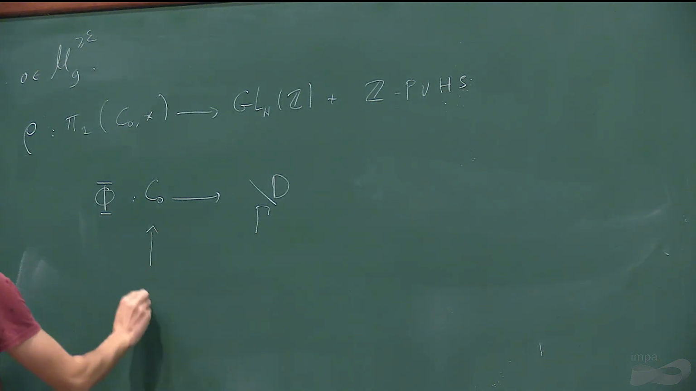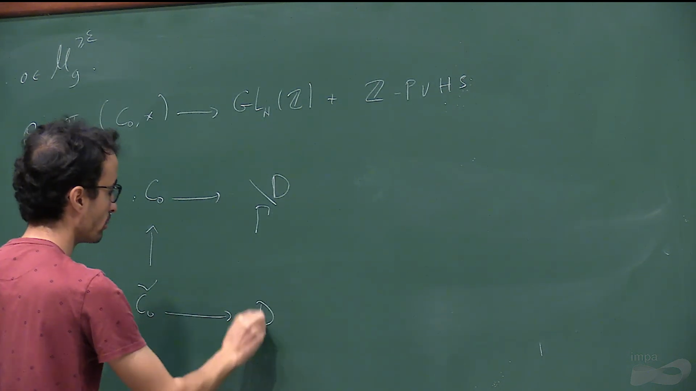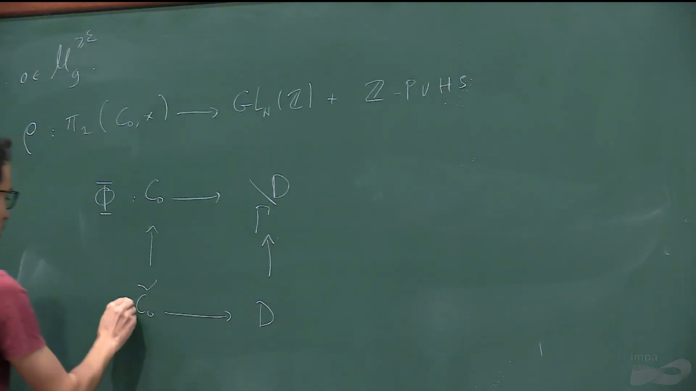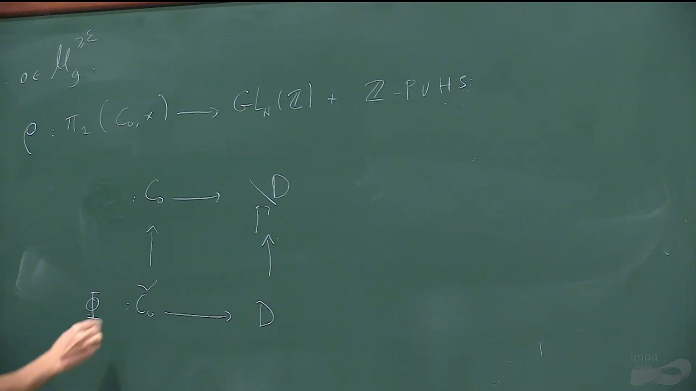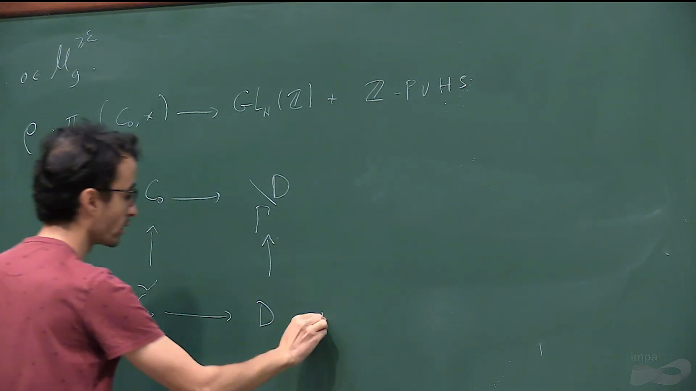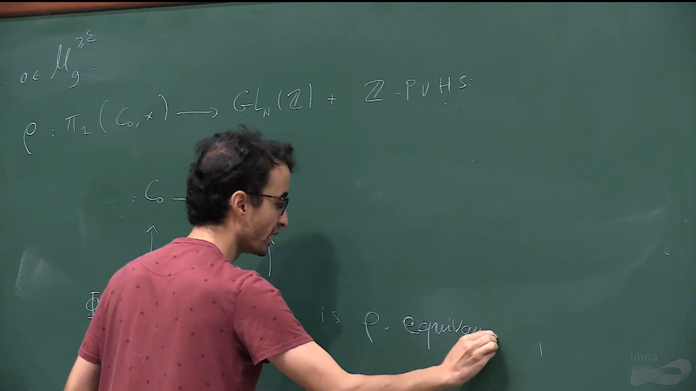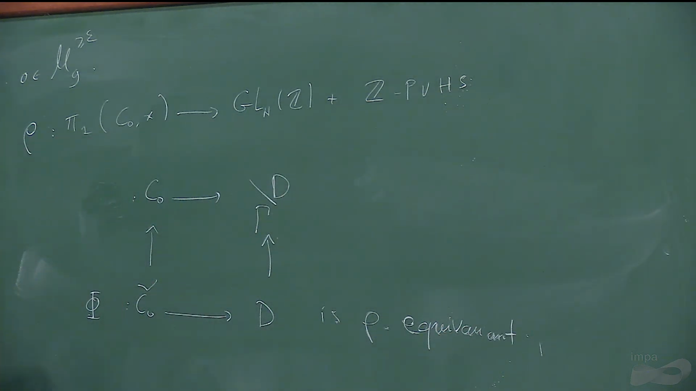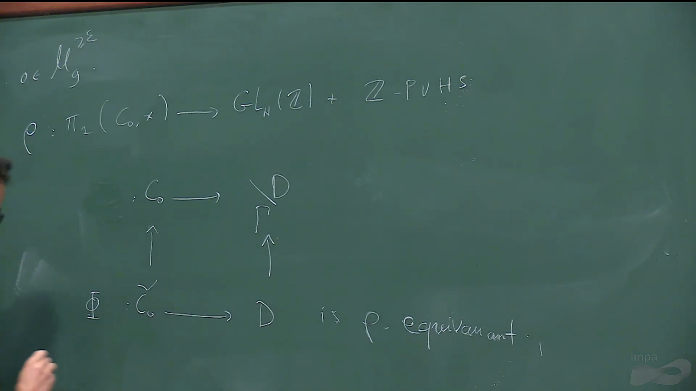And now if you take the universal cover, the tilde, that lifts to D. Actually, let me call this phi. I don't need the map here. And the phi here is rho-equivariant. Now, an important property that has been observed by Griffiths is that with respect to the metrics, the hyperbolic metric on C_0 tilde and the G_R-invariant metric on D, phi is length contracting.